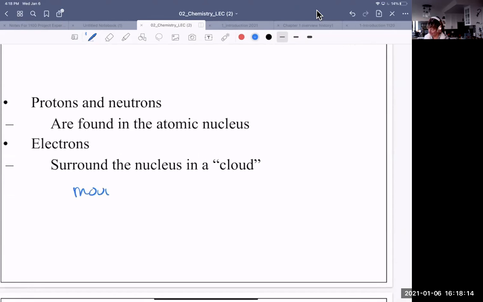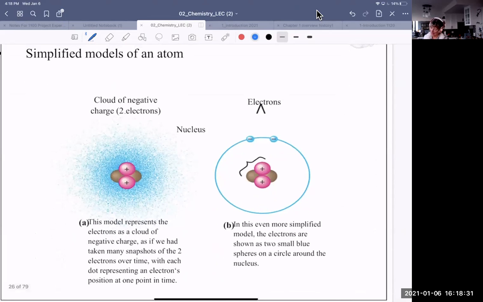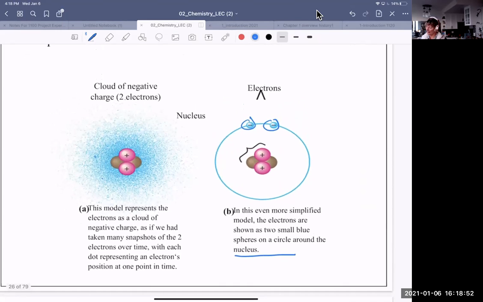Moving at nearly the speed of light. Here's a simplified model. Here the electrons are shown as a cloud. And here, it's just shown as two blue spheres surrounding the nucleus. This will be helium. There's really no other way of drawing it other than making it seem like the electrons are close to the nucleus, but of course they're not. We know that already.